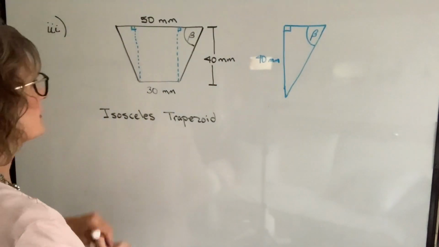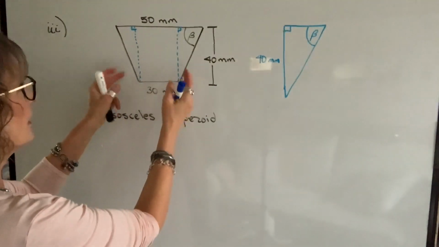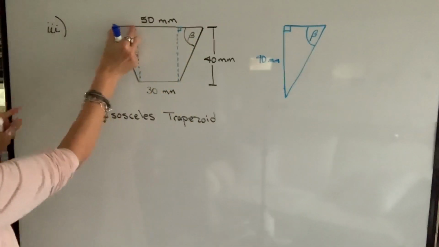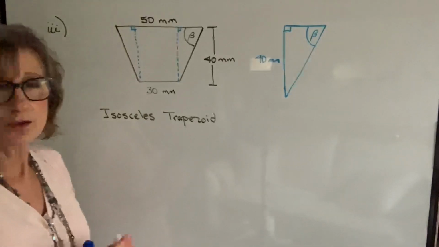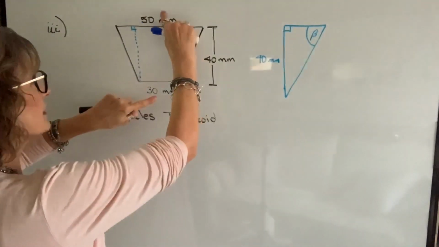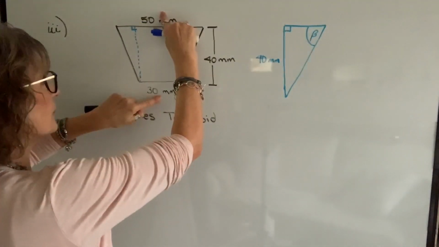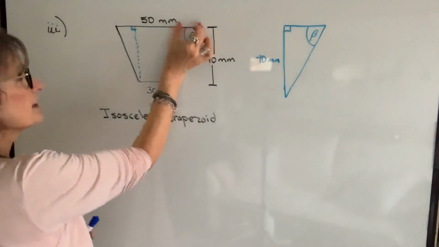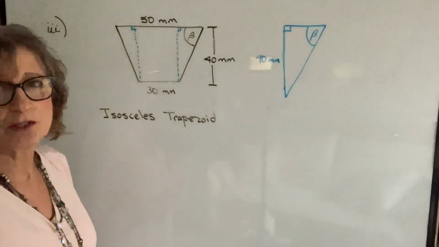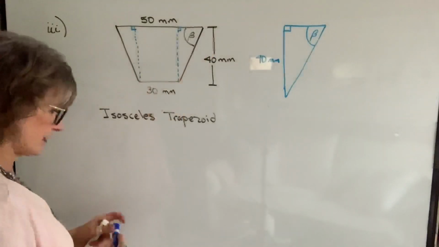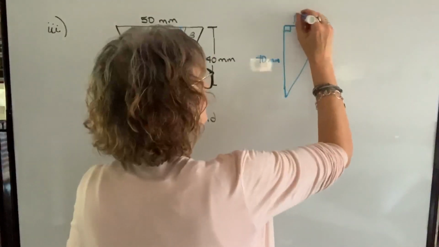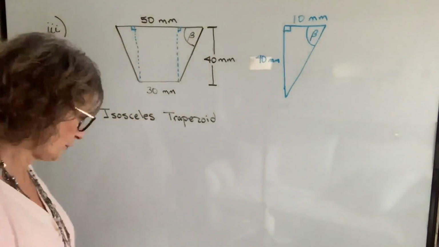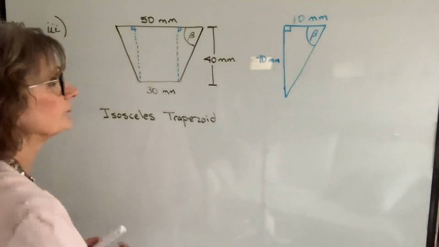So we're going to go back to this drawing. Because it's an isosceles trapezoid, this length here is going to be equivalent to this length here. In order to find that, I take the difference, I subtract 30 millimeters from 50 millimeters, and that gives me 20 millimeters. So this plus this have to be 20 millimeters, which means that is 10 millimeters. Now I have enough information to find that angle.